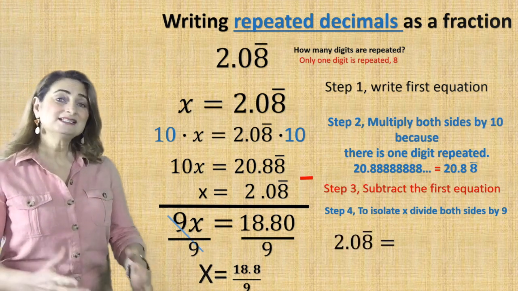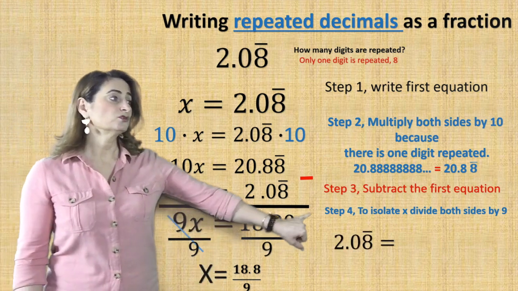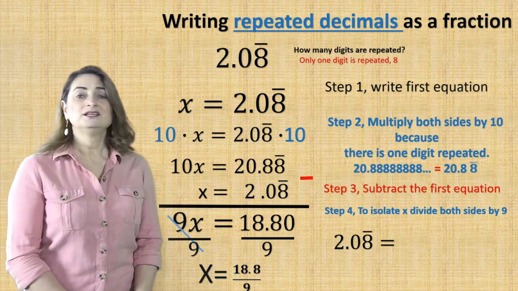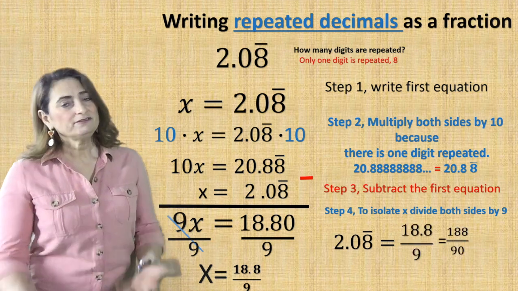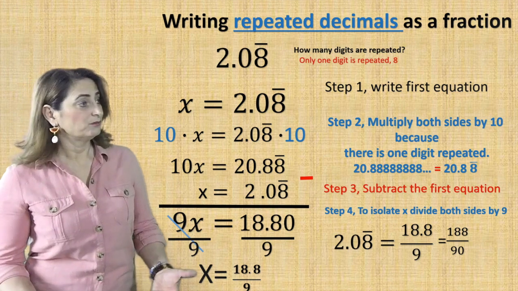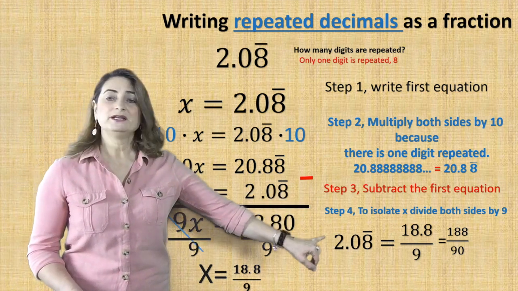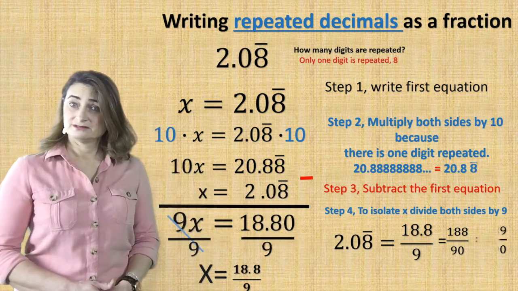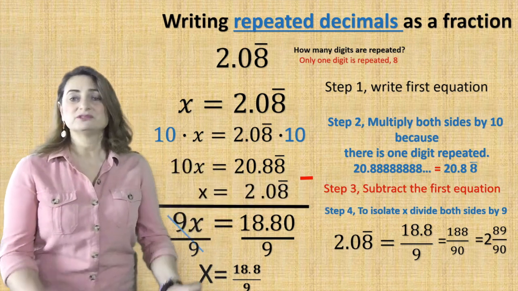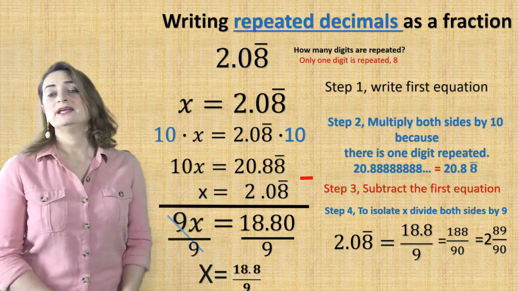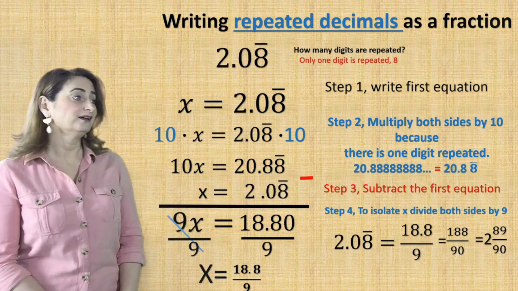Since x is the repeated decimal, 2.08 repeated equals 18.8 over 9. If I want to simplify that even more, move the decimal to the right 1 and multiply by tens. So you get 188 over 90. Simplify that even more, you get 2 and 8 over 90.